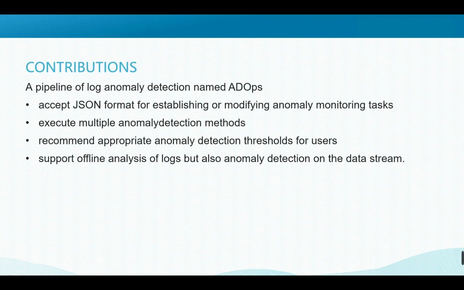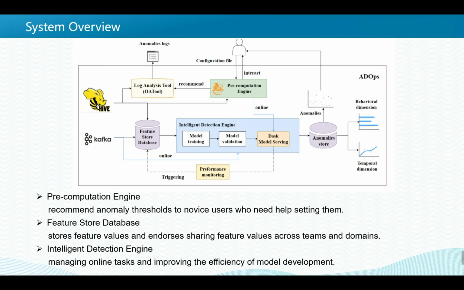Next, we describe the overall architecture of ADOPS. ADOPS comprises three main components: the pre-computation engine, the feature store database, and the intelligent detection engine. The pre-computing engine aims to recommend anomaly thresholds to novice users who need help setting them.